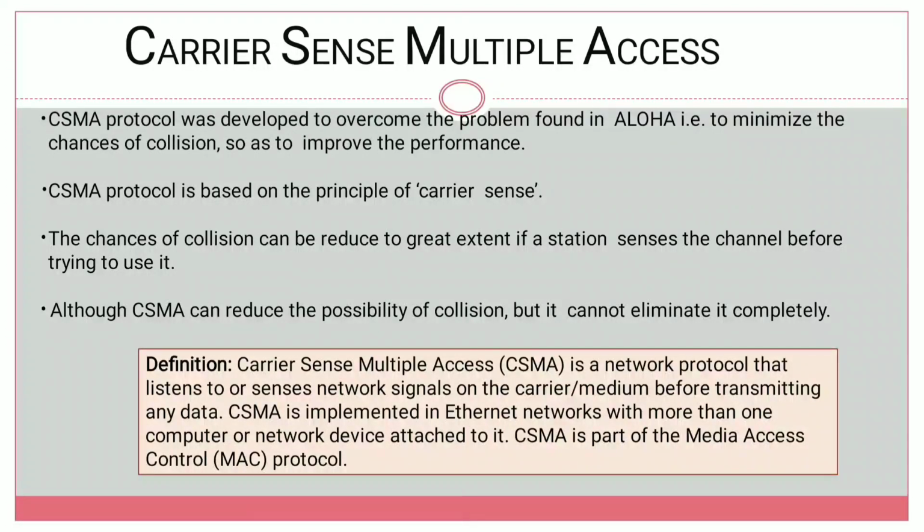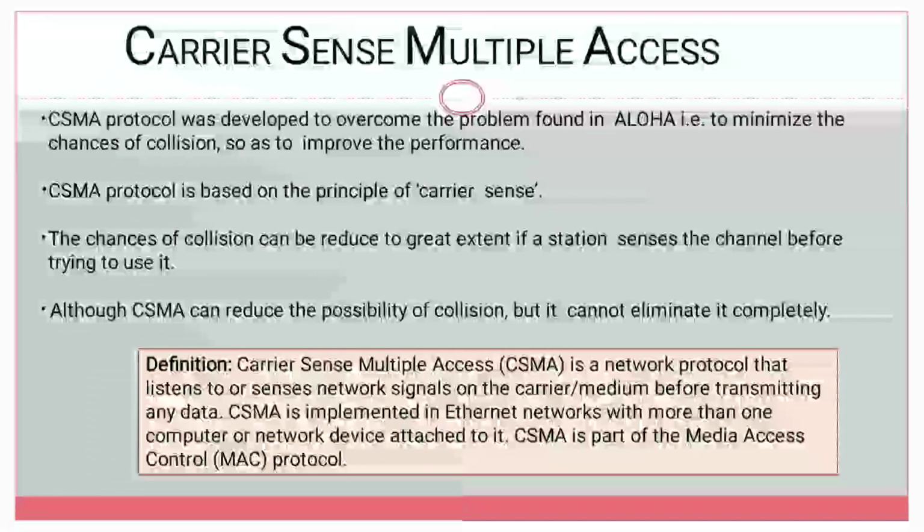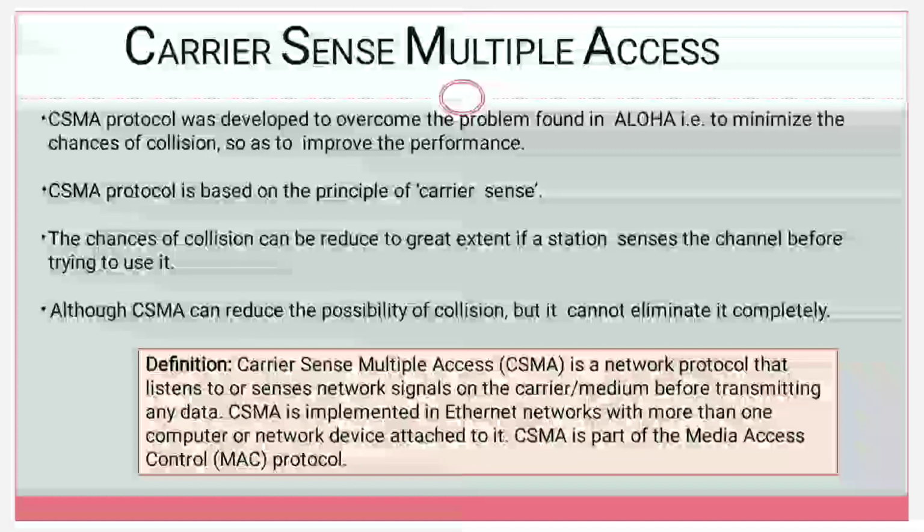So here is the definition. What is carrier sense multiple access, shortly called CSMA? CSMA is a network protocol that listens to or senses networking signals on the carrier or medium before transmitting any data. It is implemented in Ethernet networks with more than one computer or networking device attached to it. It is part of the medium access control protocol.